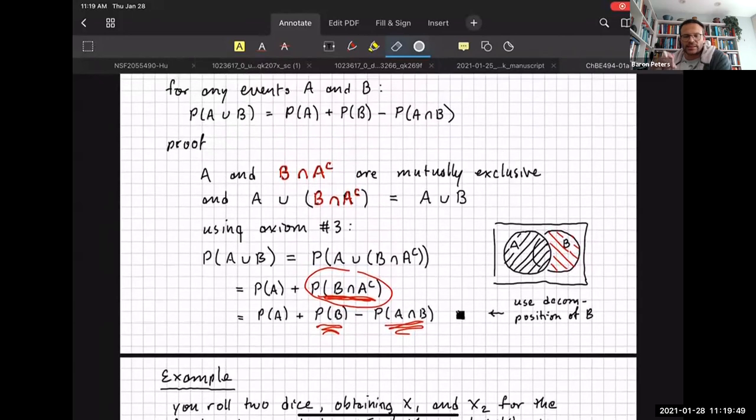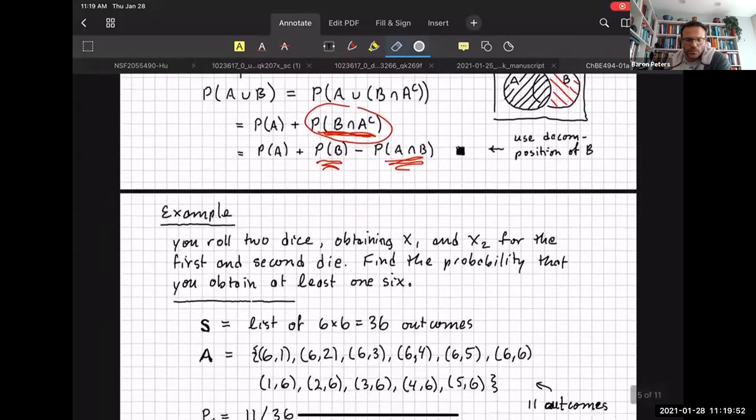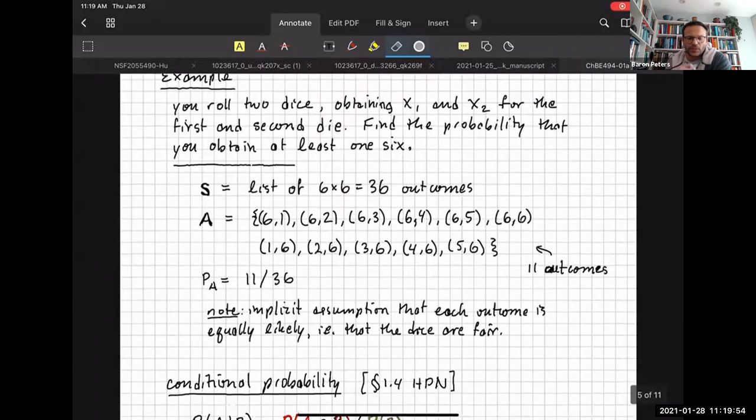All right, so let's do an example. You're going to roll two dice, and you're going to obtain for the first roll x1, a number between 1 and 6. For the second one, you're going to obtain x2. And what you're supposed to do now is to find the probability that you obtain at least one 6. It always helps to think about what the sample space is. It's a list of 6 by 6 discrete outcomes. That's 36 possible outcomes. They are all the pairs. It would be a big table, and forgive me for not writing it.